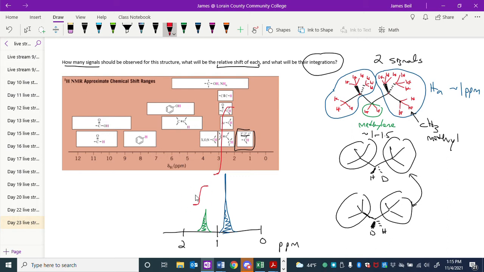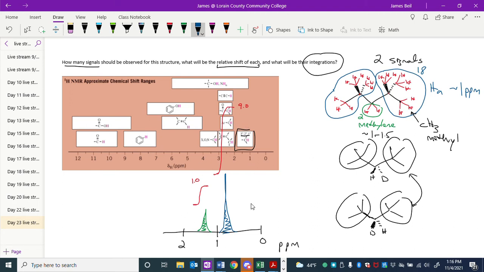So if I set this integral to 1, I would find this integrates to 9. Right, so it's a 1 to 9 ratio. Ultimately, it's 2 protons of this type for every 18 of this type. But if I do 18 divided by 2, I get 9. So it's a 1 to 9 ratio.